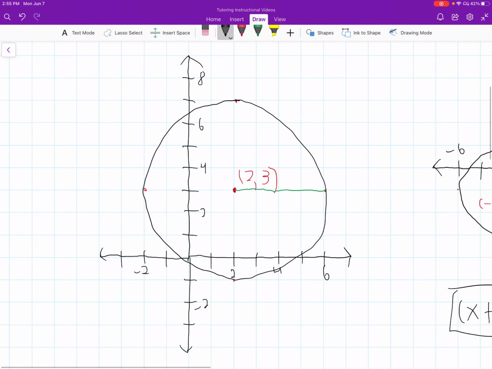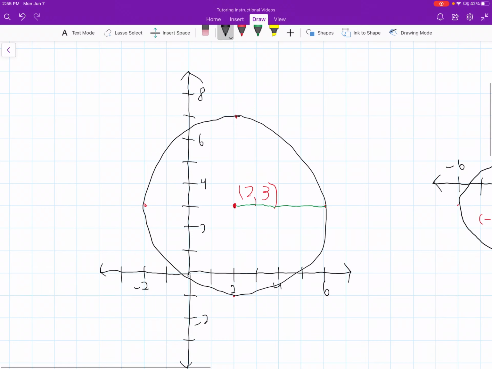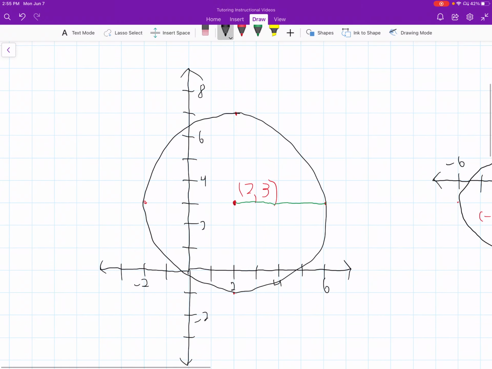All right, so here I have a circle centered at (2, 3), and it has the radius, but you can see with the green line. And our question is, what would the equation of this circle be? So we start with the center. We see with the x coordinate is 2, so we want to subtract that. That's our h. Then we have our y coordinate 3. We subtract that.